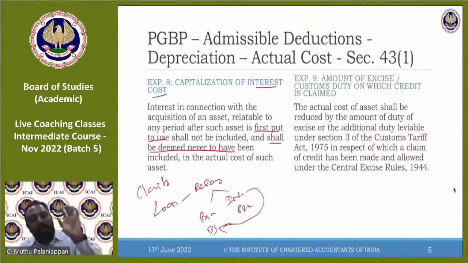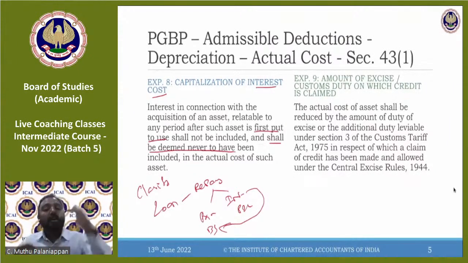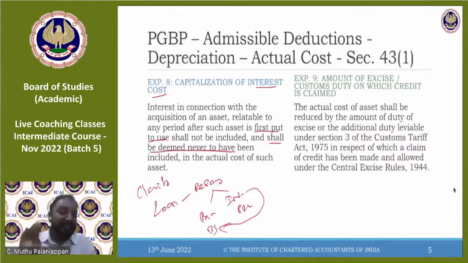Explanation 8 says your interest cost on the loan that has been obtained to acquire an asset can be capitalized only till the date the asset is first put to use. The income tax has very critical words, right? Because each word matters in the Income Tax Act. First put to use. And it says shall be deemed to have never been. So irrespective of the date on which this provision was introduced, forever this understanding is that interest only till the date of first put to use is capitalized. After that, it is not capitalized. It can never be capitalized. So that is explanation 8. So when you're adding actual cost, you should include interest till it is first put to use. That's what the provision says.